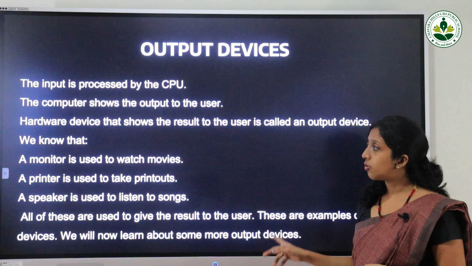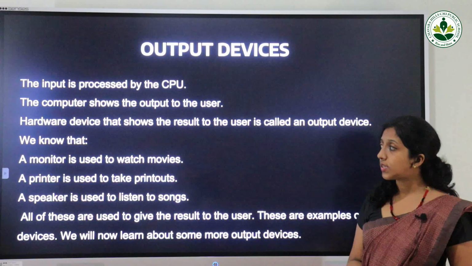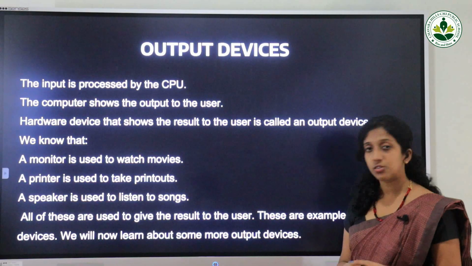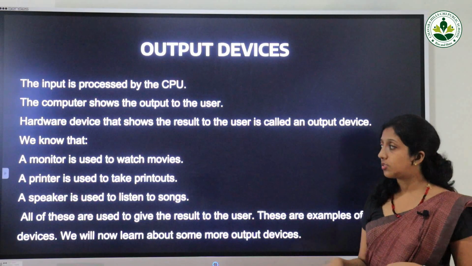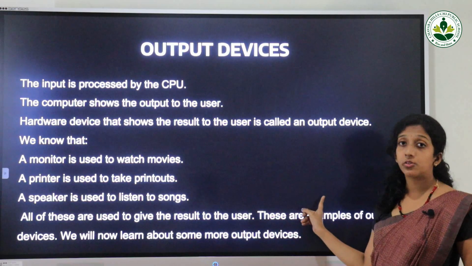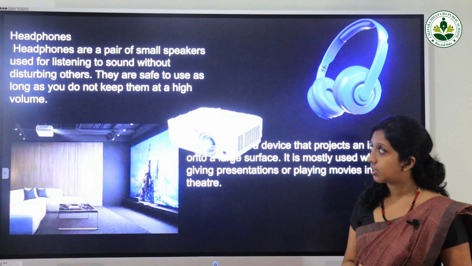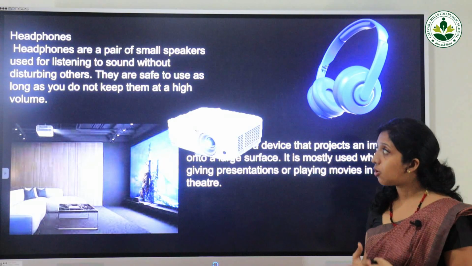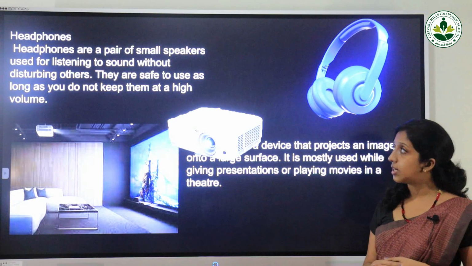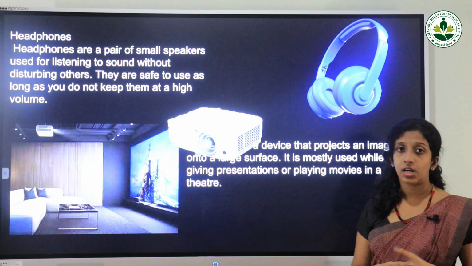We know that a monitor is an output device that we use to watch movies. A printer is used to take printouts. A speaker is used to listen to songs. These are the commonly known output devices, and in this chapter we are going to learn some more. The first one is a headphone. Headphones are a pair of small speakers used for listening to sound without disturbing others.